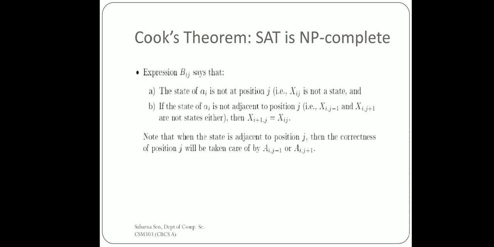x(i+1)j will be equal to xij, because xij is not itself a state, and its adjacents are not a state either, so these two should be equal, right? Because a state should be there. If this situation occurs, these two are equal. Now when the state is adjacent to position j, then the correctness of position j will be taken care of by aij-1 or aij+1, which we have covered in the previous slide.